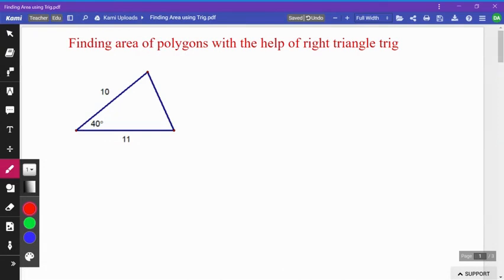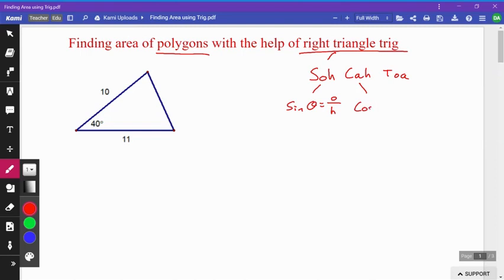This lesson is going to be about finding the area of polygons with the help of Right Triangle Trig. Right Triangle Trig should lead us into remembering this mnemonic, which was the sine of some angle theta equals the opposite leg over the hypotenuse. The cosine of some angle theta equals the adjacent leg over the hypotenuse. And the tangent of some angle theta equals the opposite leg over the adjacent leg.